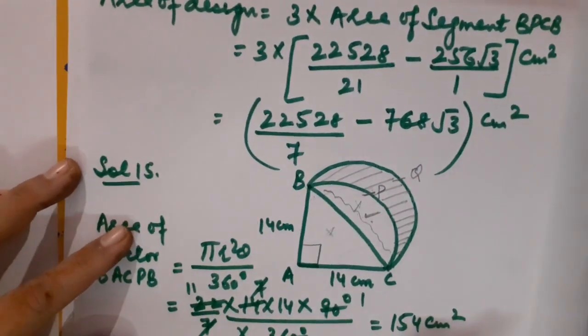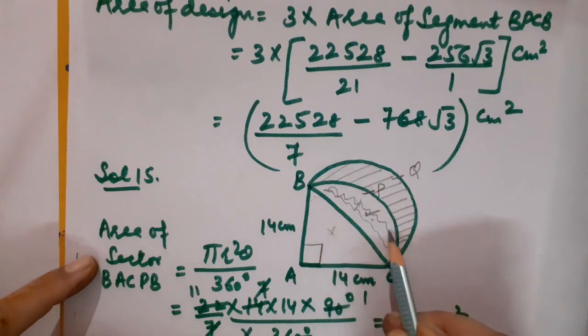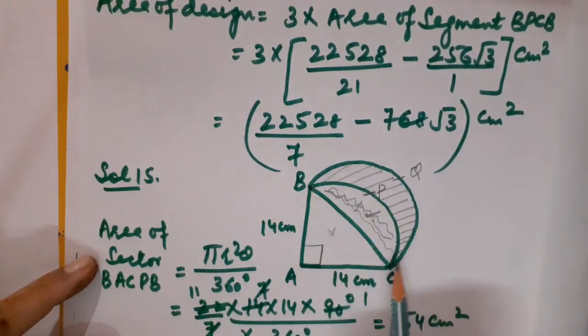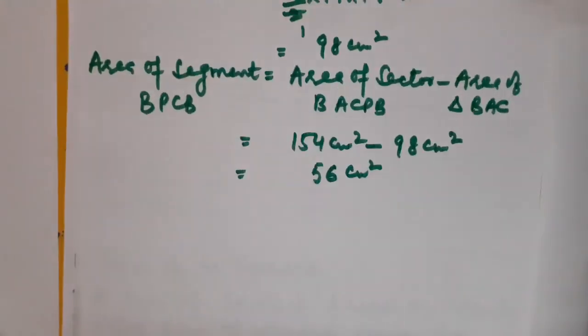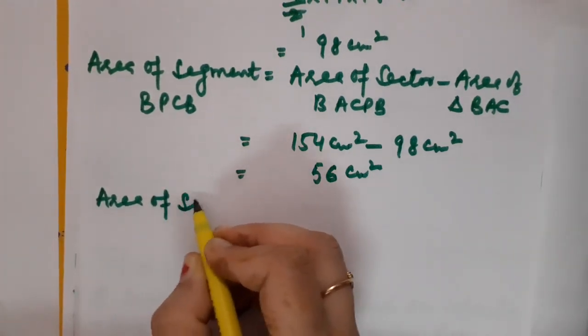Now children, just look at the diagram once again. I have calculated this region. Now I have to calculate the area of the semicircle and subtract this area. Fine. So let us calculate the area of semicircle.